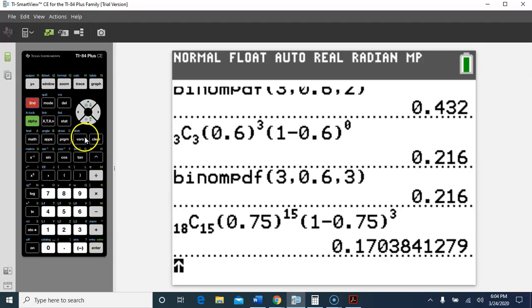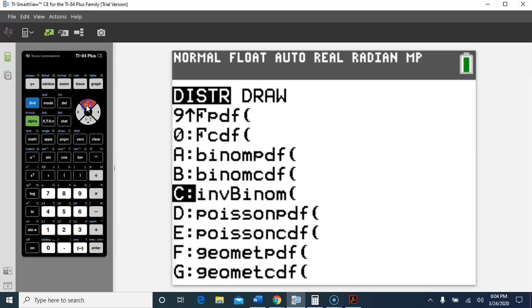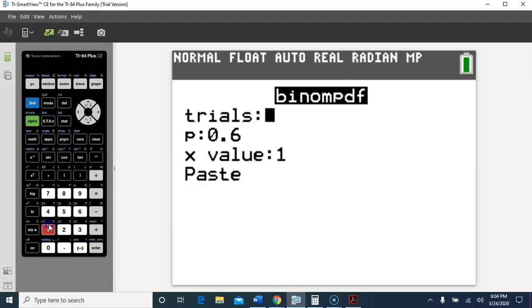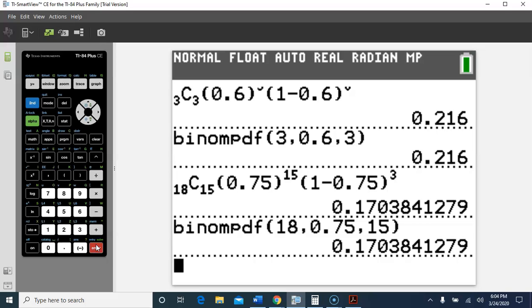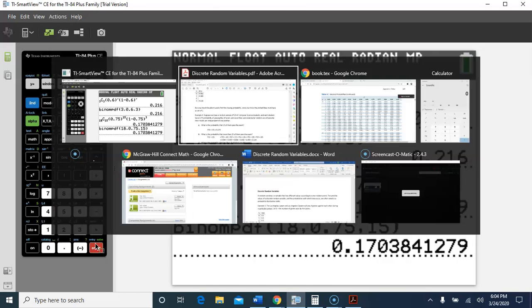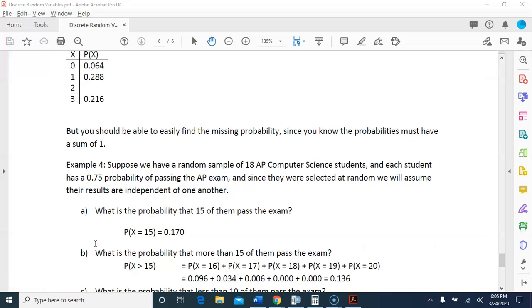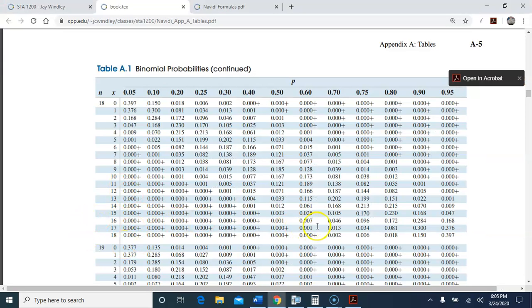0.170 answer. Or if we have the TI-84, we can use the built-in formula for binomial and tell it that we have 18 trials, tell it that the probability of success on each trial is 0.75, and that we want to know the probability of 15 successes, and that's the exact same number. So somehow, some way, either using a calculator or using the table, we need to be able to figure out that 0.170 probability.